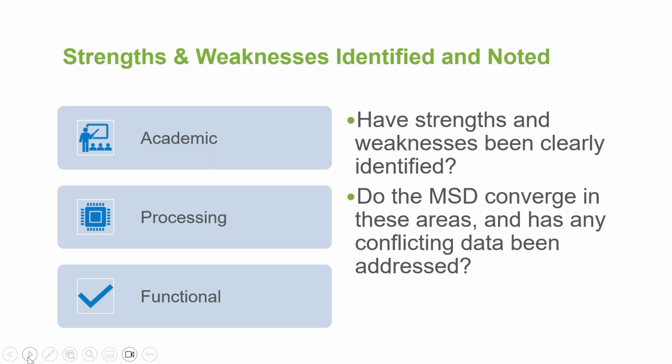When we're looking at the data that's been collected, we also have to determine whether there's any conflicting data. And if there are outliers that don't align with the majority of the data, we need to investigate why. Because again, we cannot ignore any of the data collected, because all the data tells us something about the student.